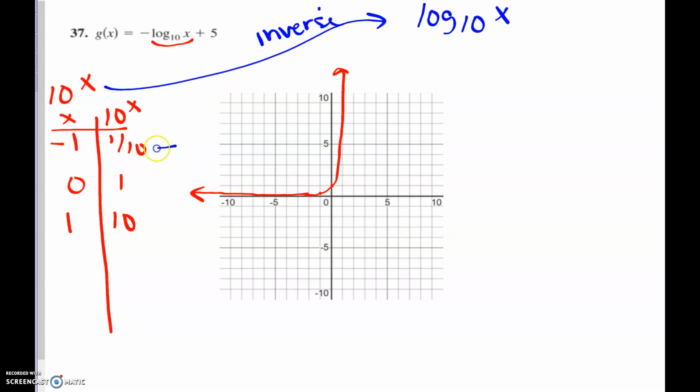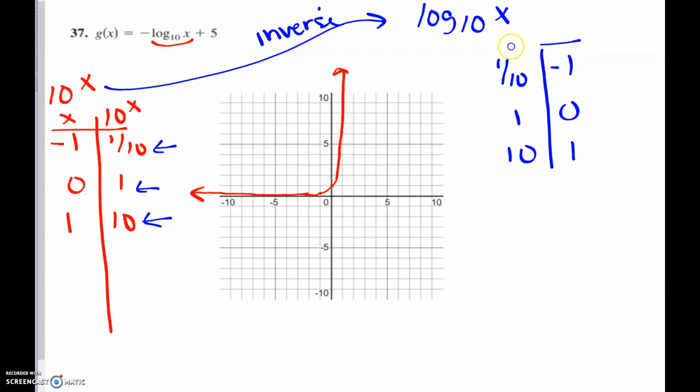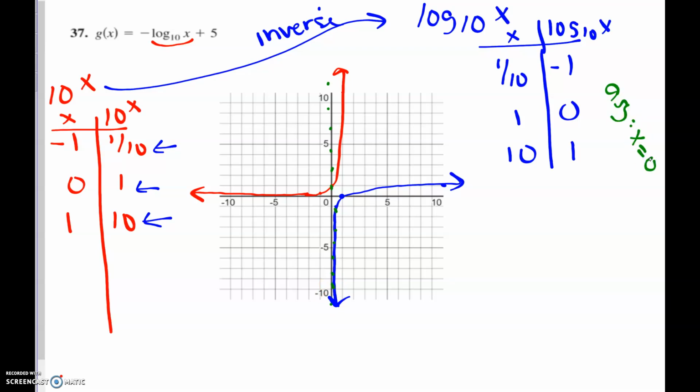So those three points will all be swapped. So 1/10, -1, 1, 0, 10, 1. In blue is the graph of log base 10 of x. Notice there's a vertical asymptote at the y-axis. So the asymptote for this one is x equals 0.